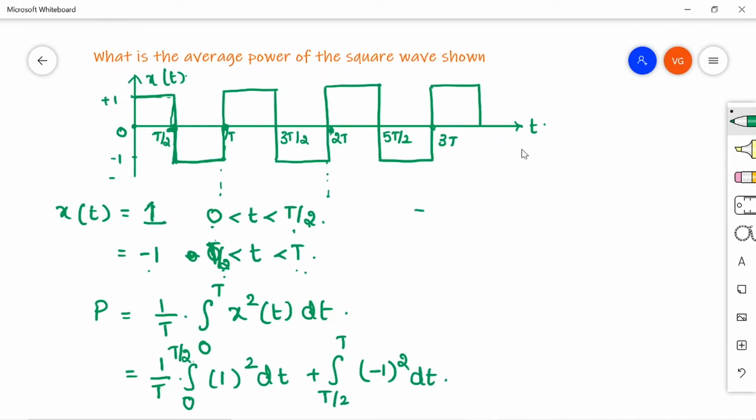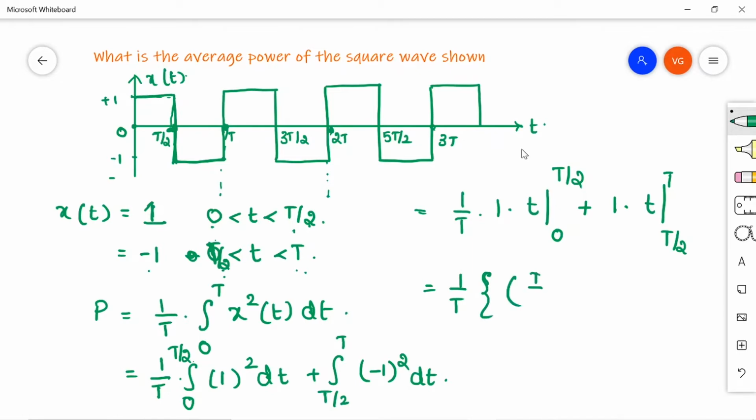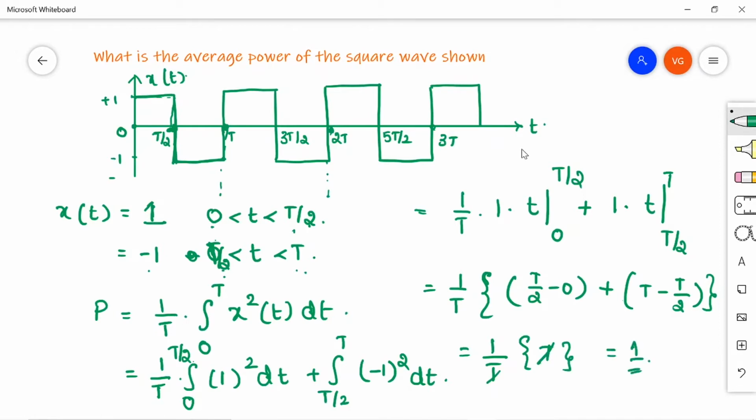This can be solved like this now, 1 by T. So, 1 square is 1, integral dt is nothing but t from 0 to T by 2, plus minus 1 square is 1 into integral dt again t from the limits T by 2 to T. Now, substituting the limits, you will get here the upper limit minus lower limit, plus again upper limit minus lower limit. 1 by T here, T by 2 plus T minus T by 2 is another T by 2. So, T by 2 plus T by 2 is T here. So, this is 1. So, the average power of this square wave is 1 here.